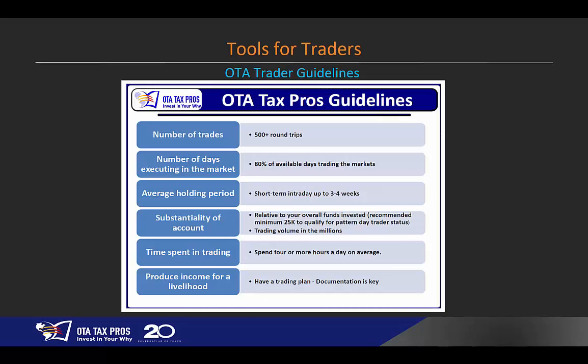The next two charts are to be used as reference tools for traders. If your business is not a trading business, then these items are not applicable and will likely not be included in your corporate book. Appearing first in the book for traders is the OTA Tax Pros Guidelines. What we have done to create these guidelines is taken a look at court cases where individuals and businesses have applied for trader status in securities but were denied by the IRS, and based on these court cases, we put together these 6 bullet points.